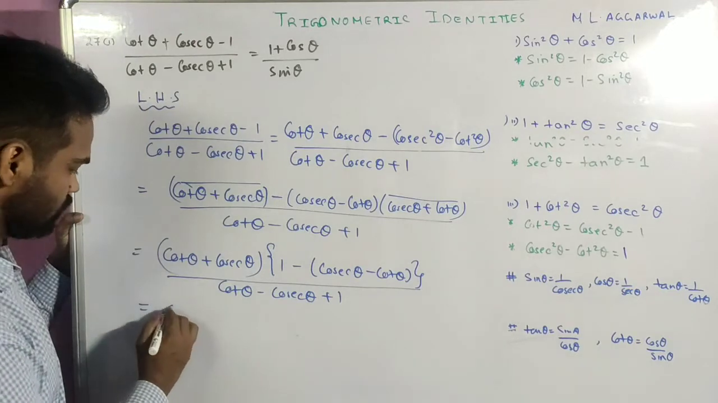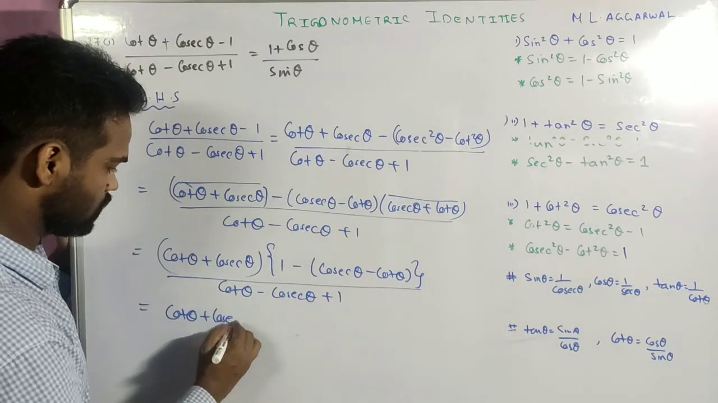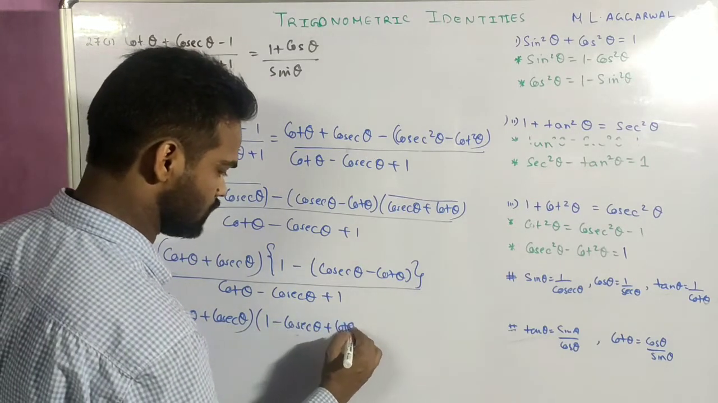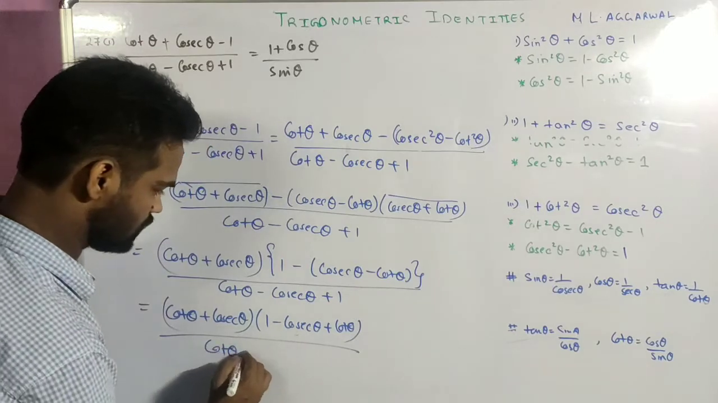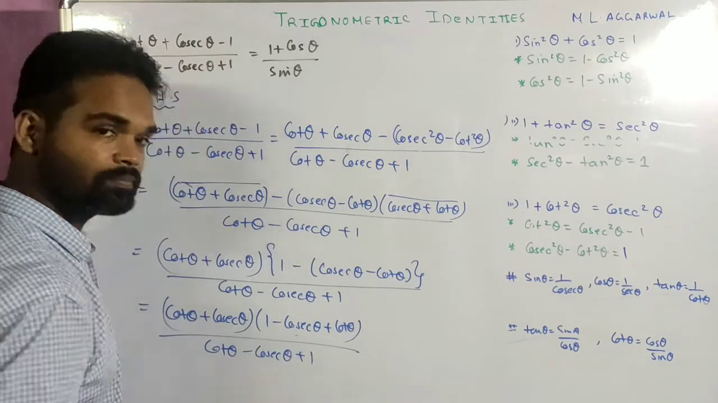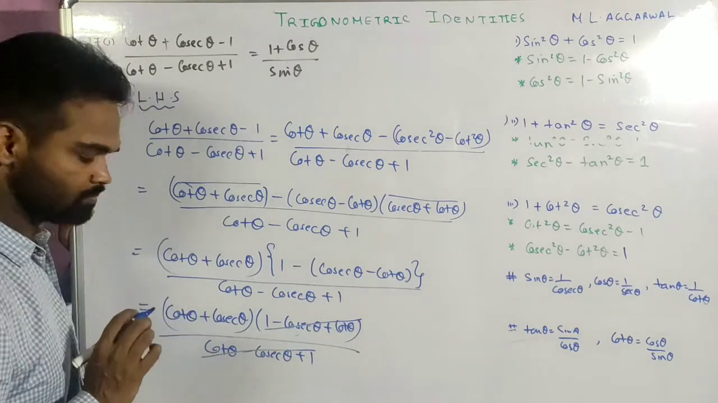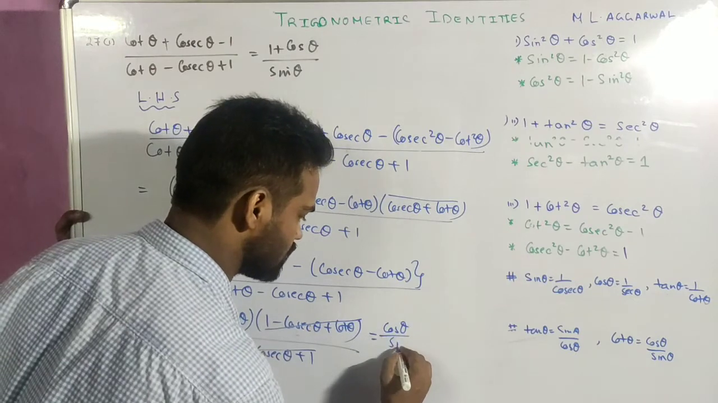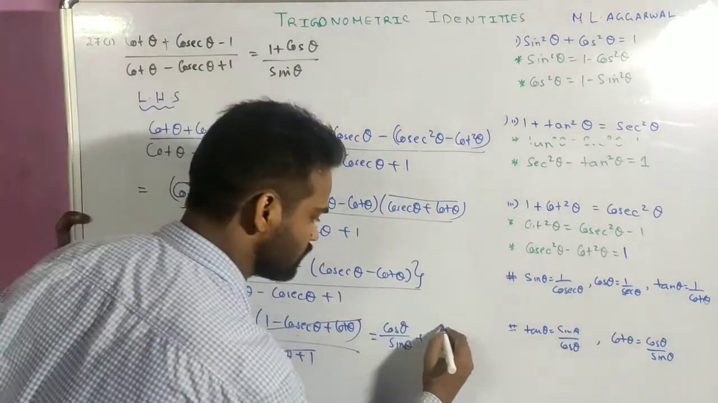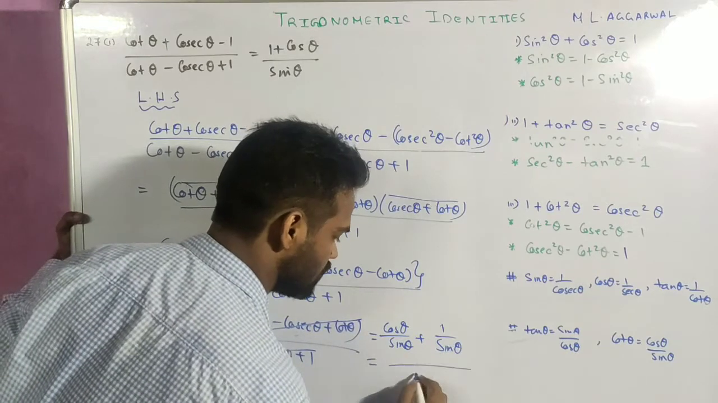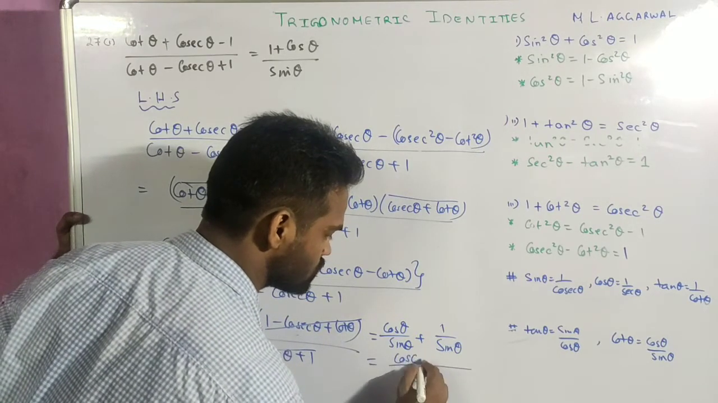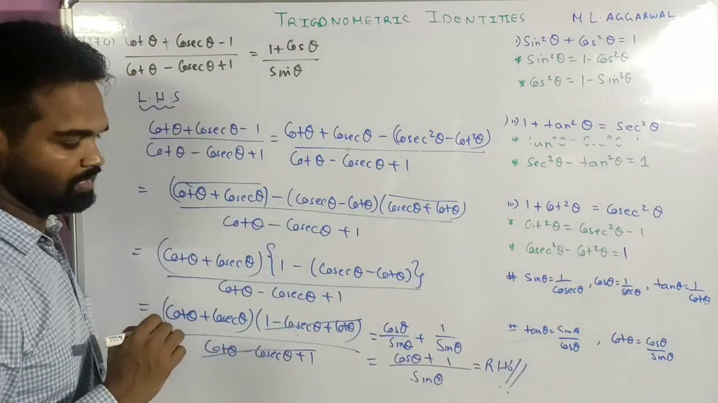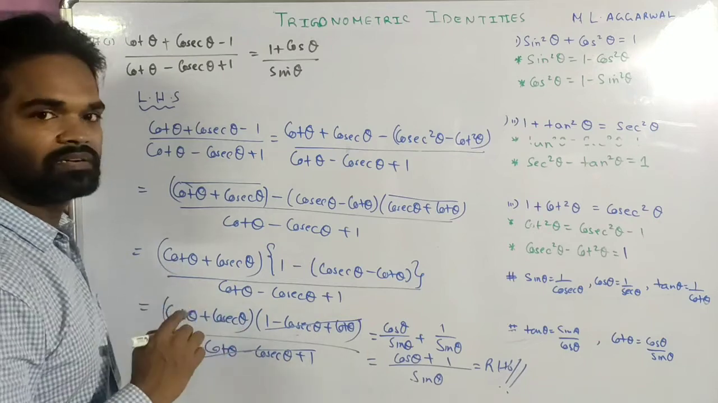Now this, if you look carefully, this is cot theta plus cosec theta. This is 1 minus cosec theta plus cot theta by cot theta minus cosec theta plus 1. These two terms are same. So what remains? Cot theta we can write cos theta by sin theta plus cosec theta we can write 1 by sin theta. Take sin theta LCM, so this becomes cos theta plus 1, and that is your RHS, isn't it? Now let us look at the next sum.